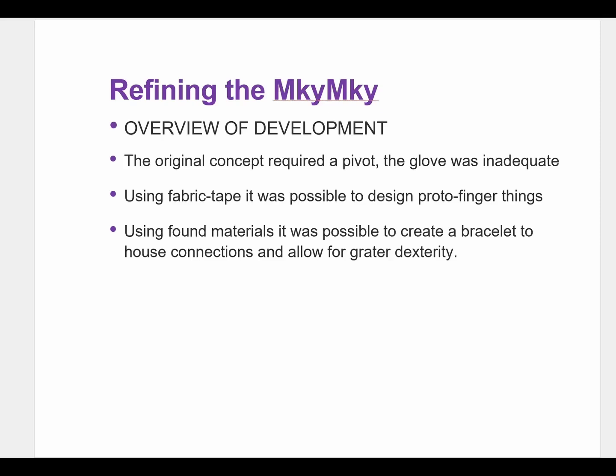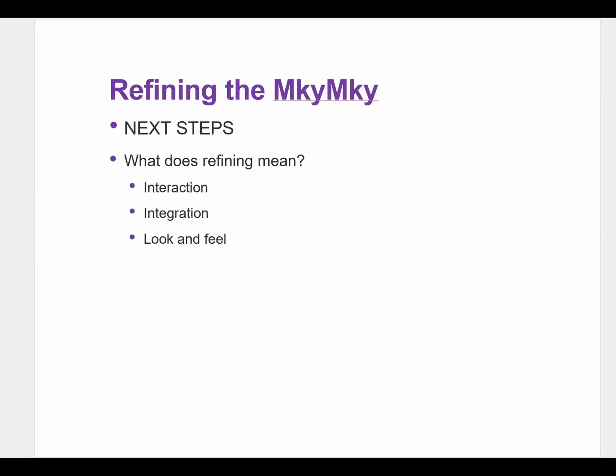I ended up using that fabric tape, and the fabric tape worked really well, and it was possible to design those proto finger kind of things. Then using some found materials, it was possible to create that bracelet, which I was able to house or contain the connections, which allowed for more dexterity with the fingers because the wires weren't pulling on them anymore. So what do next steps mean for refining the Makey?